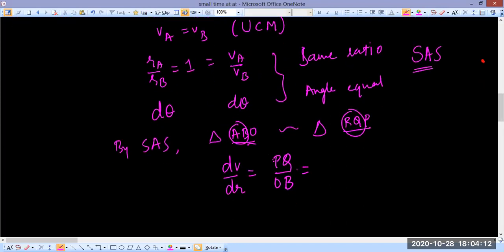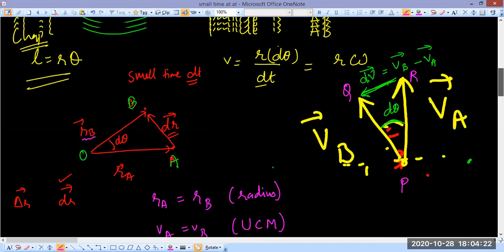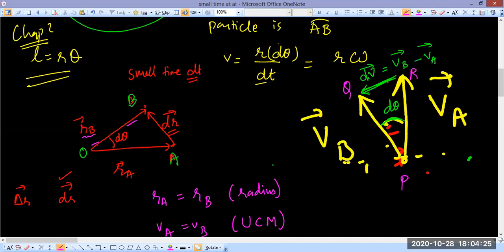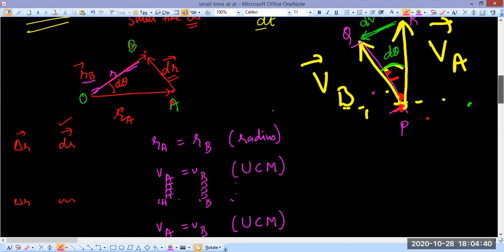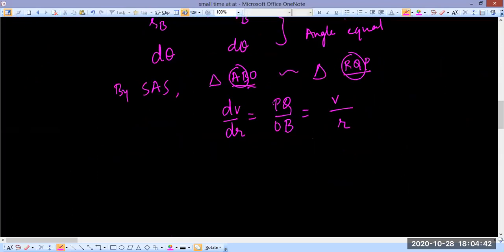Okay, so this is equal to PQ upon OB. So OB is R and PQ is V, the magnitude of velocity. Length of a vector is magnitude, યાદ છે ને? So this length is the magnitude, તો શું આવે? V, only V, right? Because speed is the same everywhere. Is this clear?